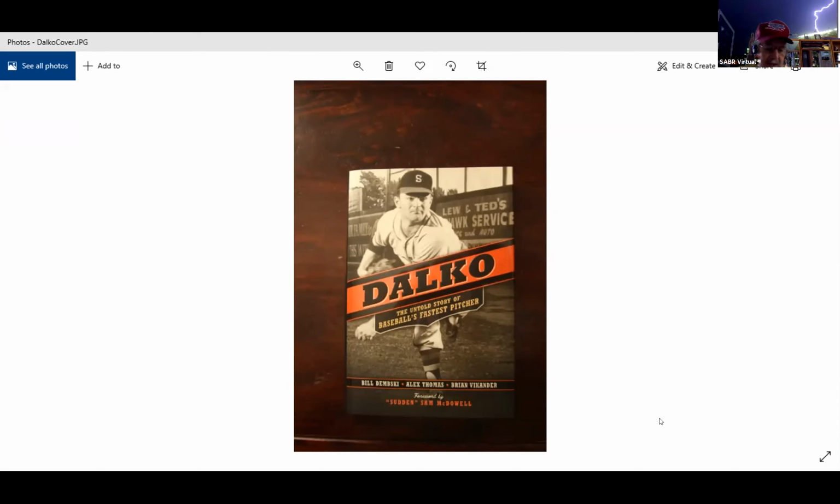And I read the book, and as he said, it is loaded with facts, very well researched, and also brings out the personal side of Dalkowski. And unlike a lot of baseball biographies, it spends a lot of time talking about what happened to Dalkowski after baseball, which is a rather sad story.